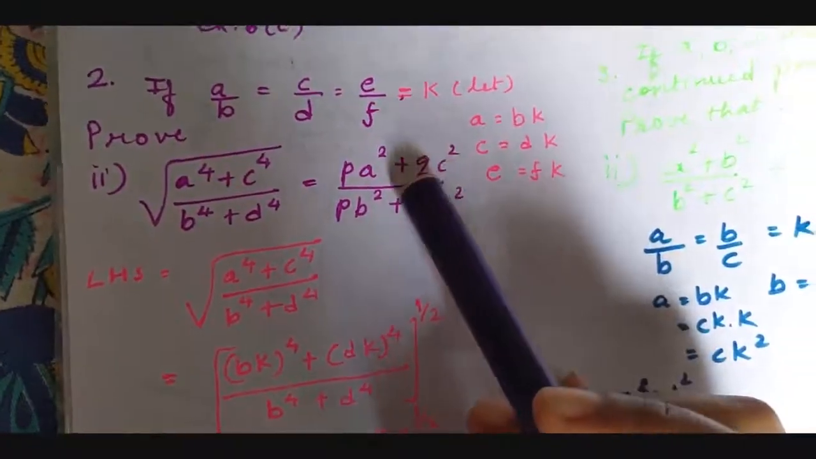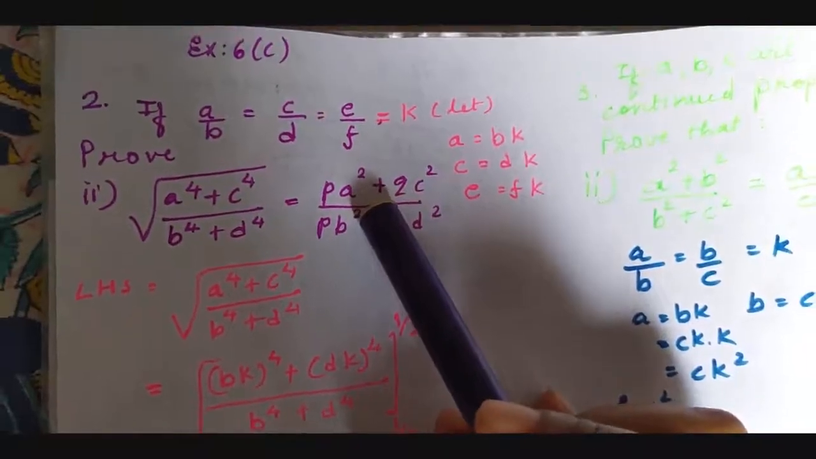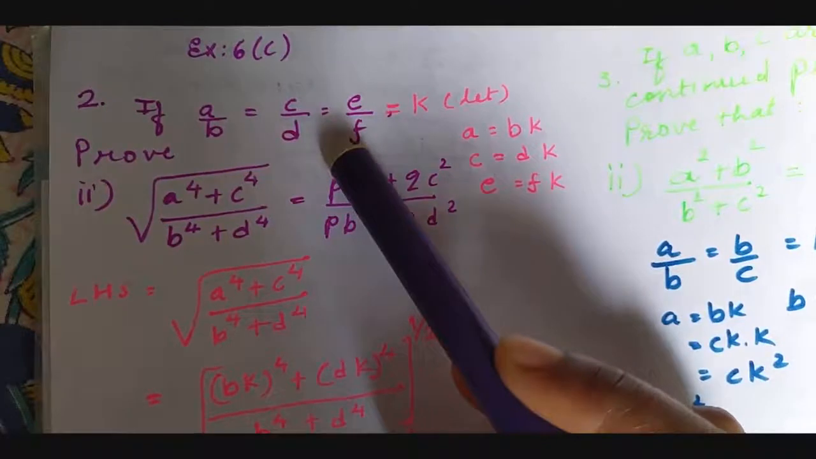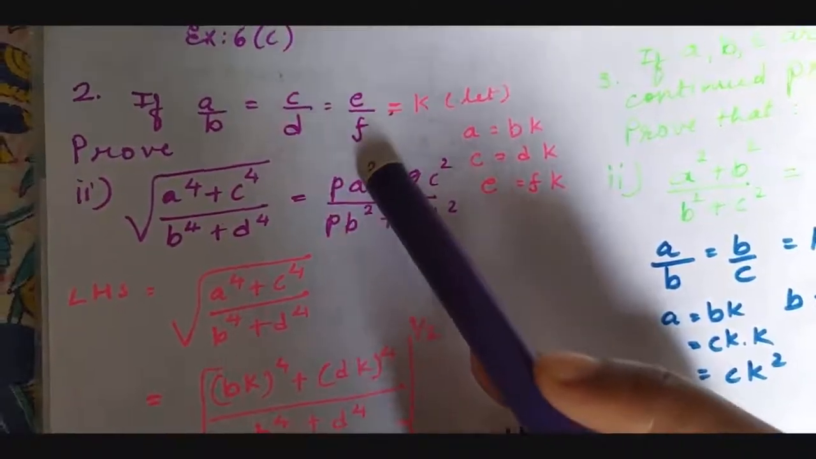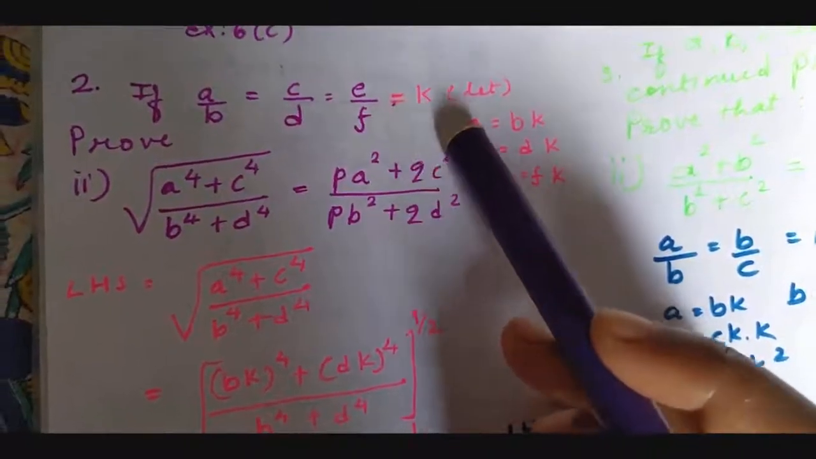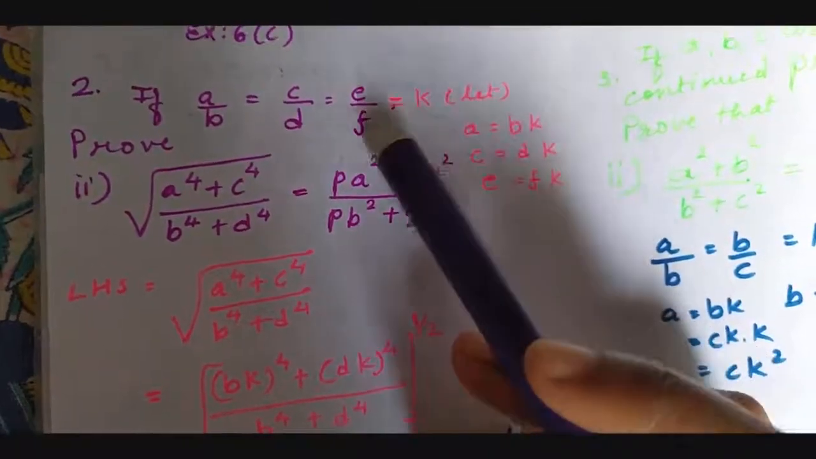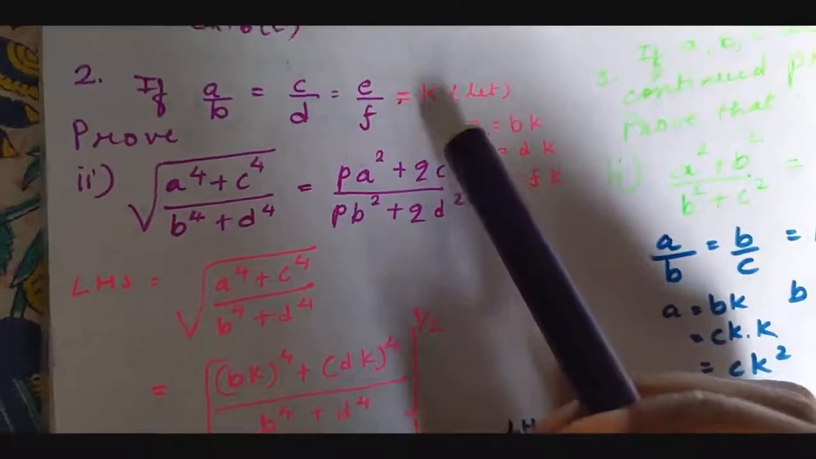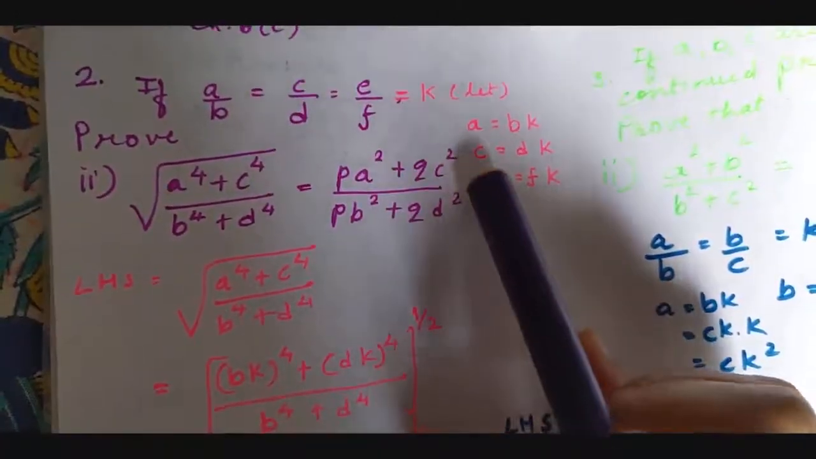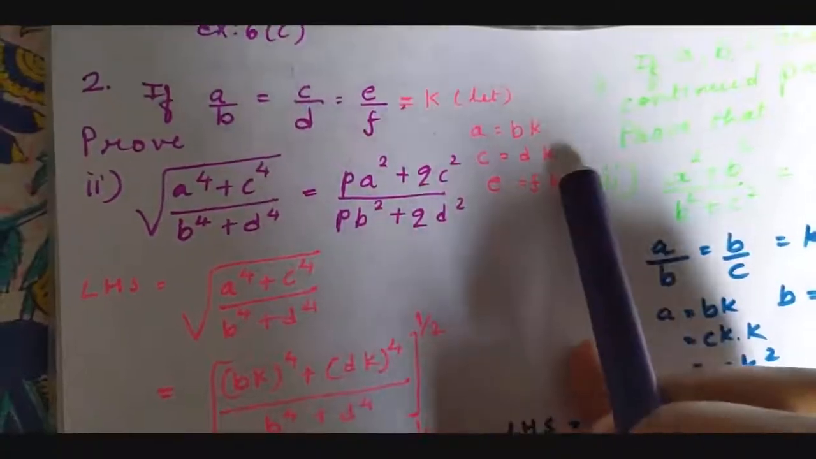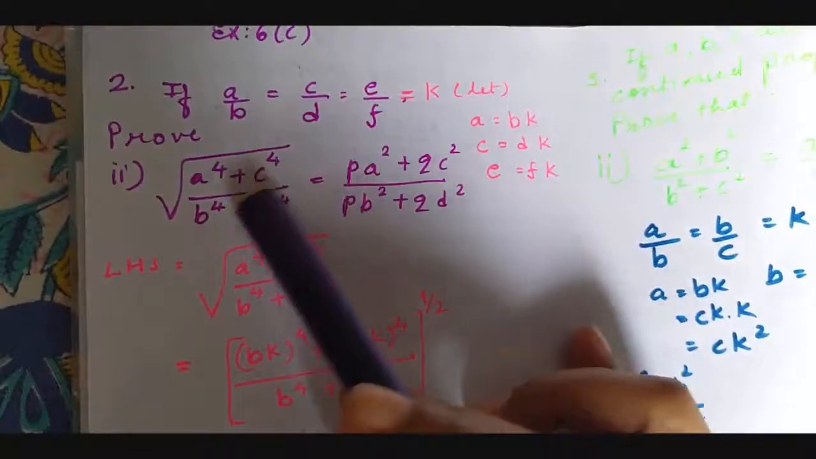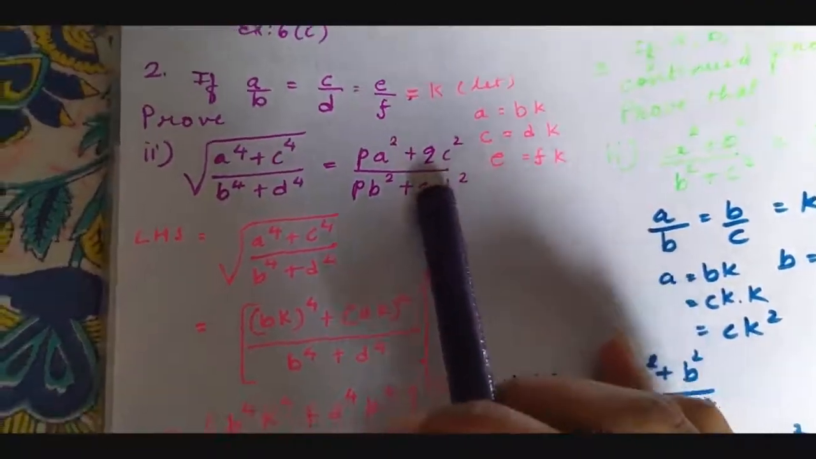In last week's class I have already explained the k method. You are given a by b, c by d, e by f in proportion, or you can say the ratios are equal. Then we can take the ratio equal to k, and then we can get the value of a as bk, value of c as dk, and value of e as fk. Now here we want to prove left hand side equal to right hand side.